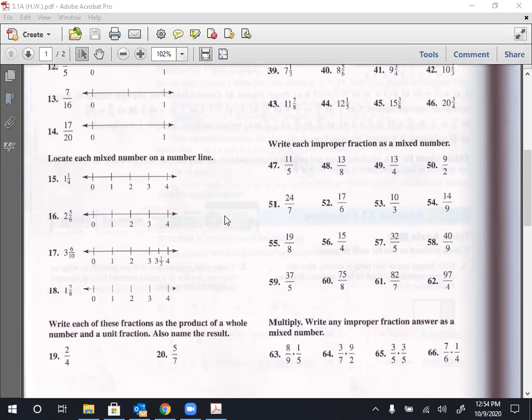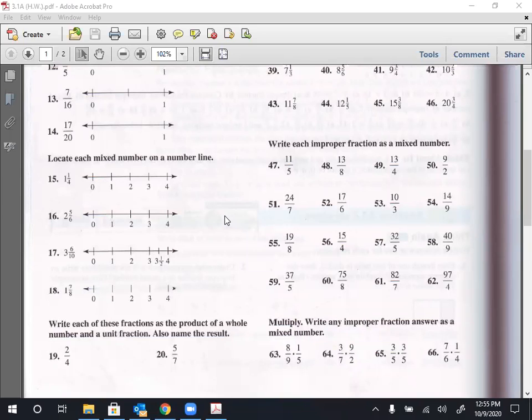Where would I find 2 and 5/6? Look at number 16. 15 should be fairly easy, so I left 15 for you. But 16, what two numbers should I be looking at? It's 2 and 5/6. So what should I do? The 5 and 6 you should look at first.